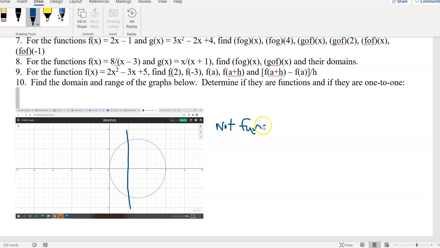Now let's remember to determine if they're one-to-one, we have a horizontal line test. Well, by the same token, if I run my horizontal line through it, it hits twice, so it's not one-to-one. All right, let's get the domain and range.